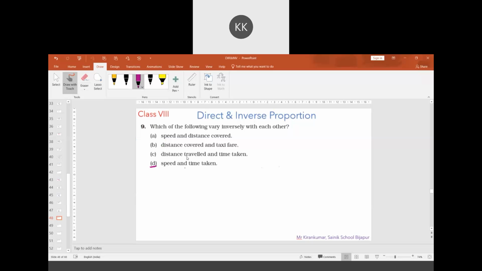Sir, what is the meaning of taxi fare? It's the amount to be paid when you travel in a taxi from one place to another place. That is taxi fare.